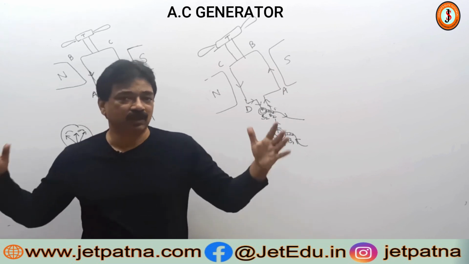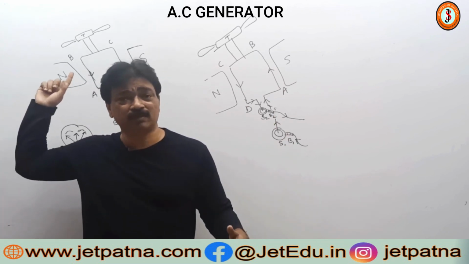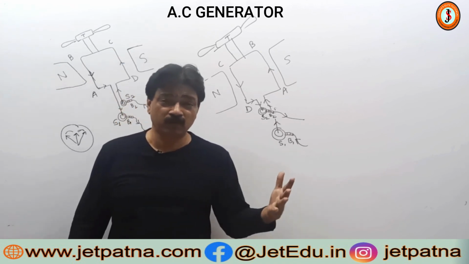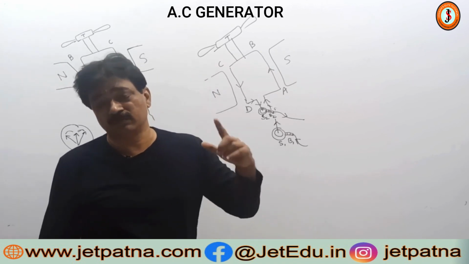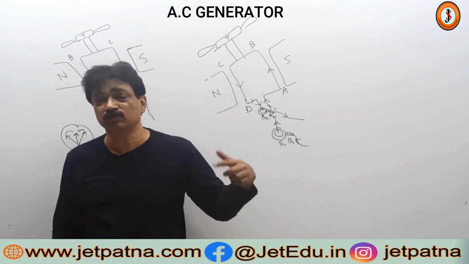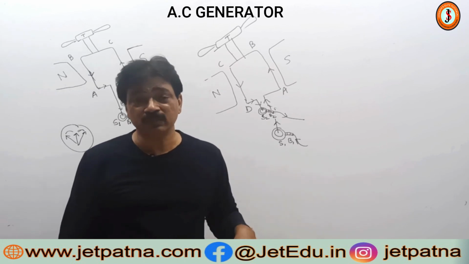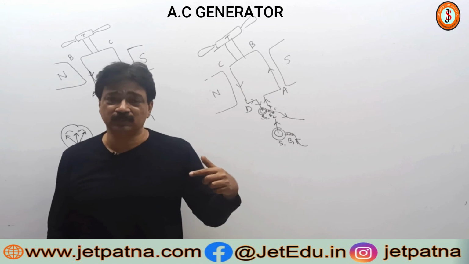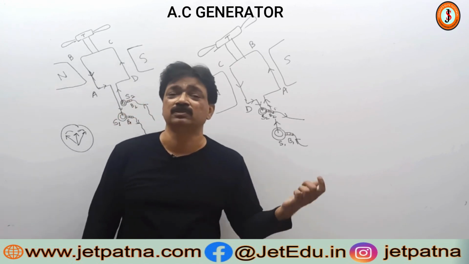Also, hydel power plants rotate the turbine by falling water. Number 2, thermal power plants rotate the turbine by steam, and the steam is produced by burning coal, so it is a thermal power plant. The nuclear power plant produces steam by using nuclear energy, so it is a nuclear power plant.